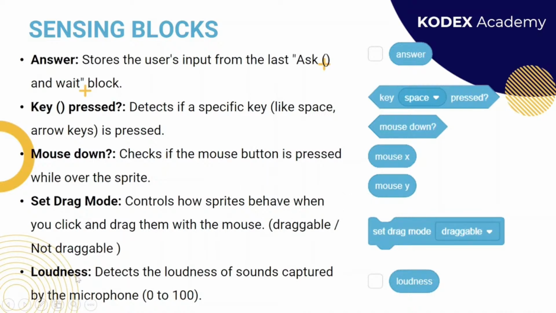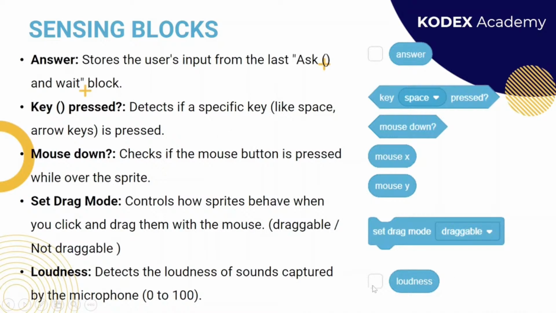Now the next one is loudness. It's going to react on the basis of the loudness of sound of your microphone. Here the capacity is 0 to 100. So on the basis of that, like I am speaking, if you want to see what my current loudness of sound is, you can see it on screen. This block will work for that.